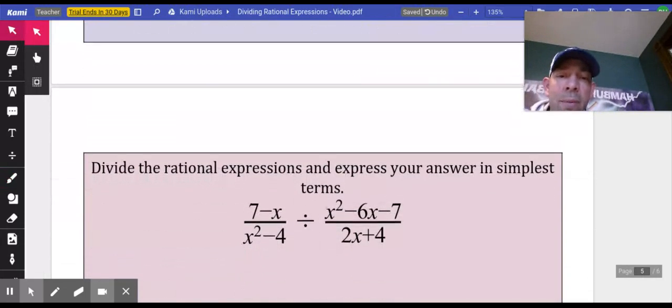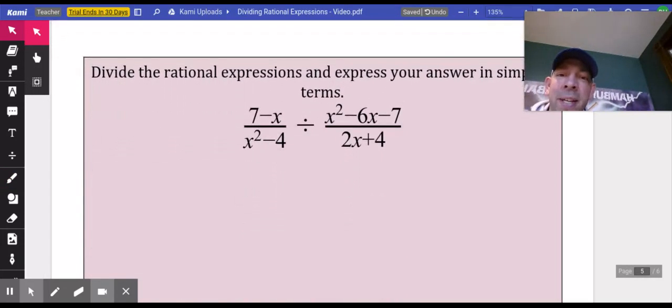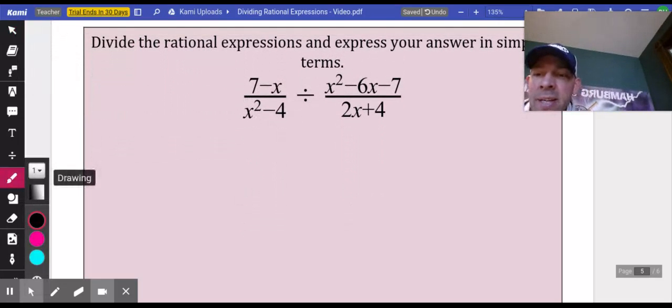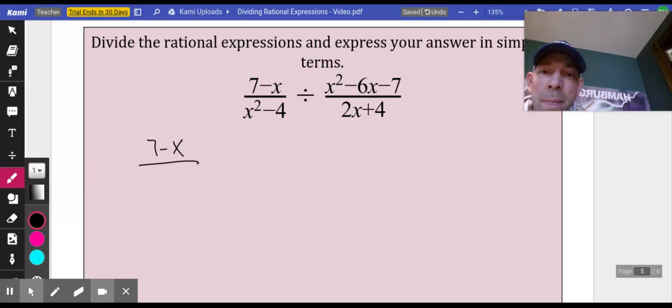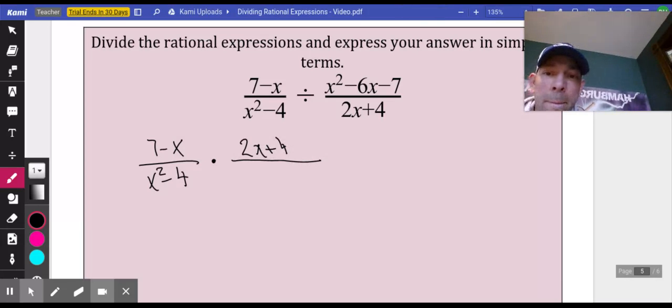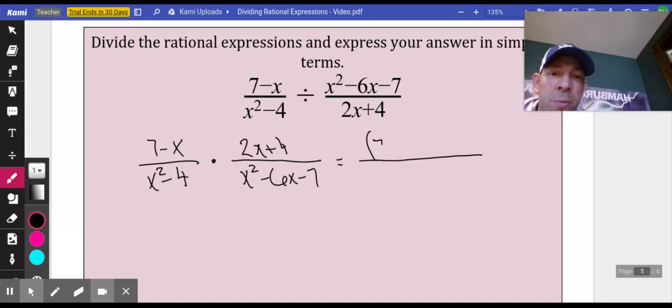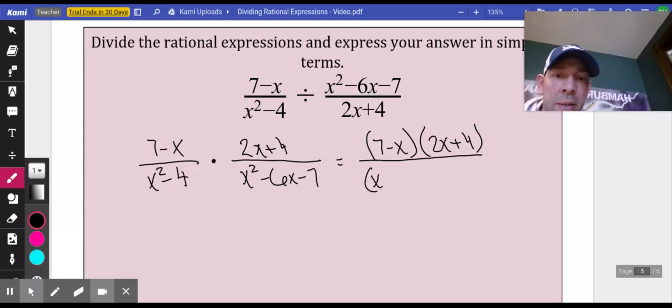Okay, I think we got one more bear cooking for us here today. Same idea. Let's just take it nice and slow. And we're going to go keep, change, flip, and nothing else. So we're keeping the first one. We're changing our operation. And then we're flipping the divisor here. All right. And then we'll just go ahead and multiply across to express it as one big fraction. And we're going to have a lot of fun trying to factor this here in a few minutes.